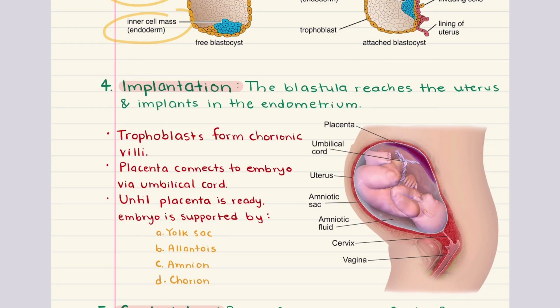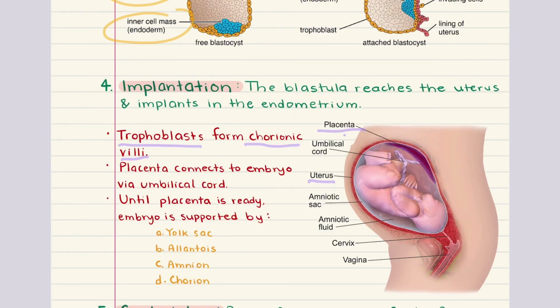The blastocyst continues traveling down the fallopian tube until it reaches the uterus. And once it's there, it's going to attach to the endometrium, which is the inner lining of the uterus. This is where the embryo is going to settle in and begin forming deeper connections with maternal tissue. Now, the outer layer of the blastocyst, which we called the trophoblast, plays a key role here. These trophoblast cells are going to start to invade the endometrium, and they're going to form structures called chorionic villi. These finger-like projections are going to help anchor the embryo, and they later become part of the placenta.